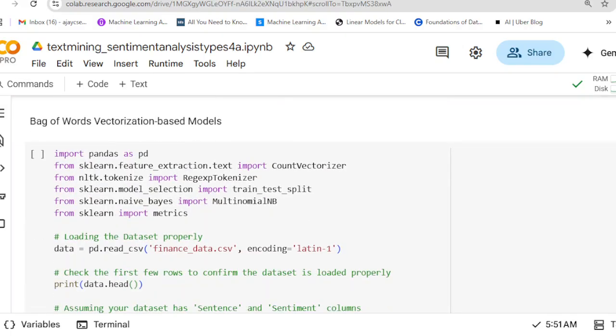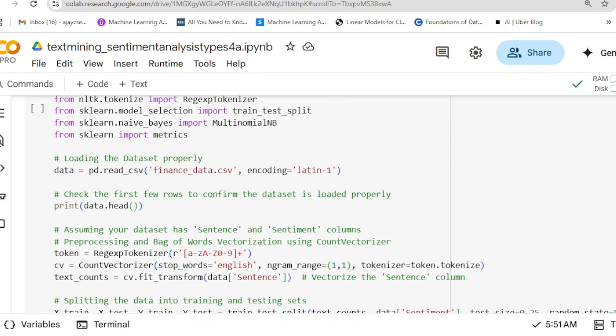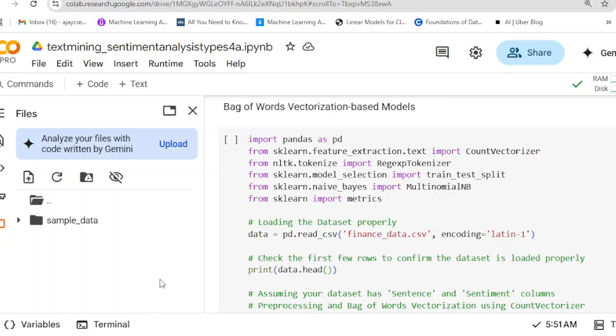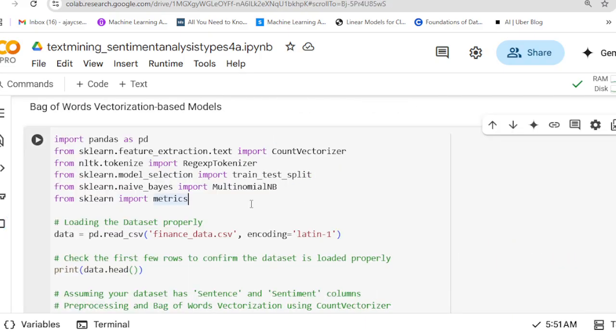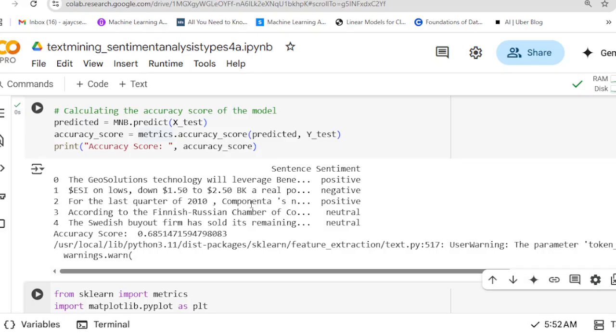The next one is the bag of words vectorization model, for which I should get finance data. I will import that data. So here I'm training the model. There are sentences and the sentiment around the sentence.